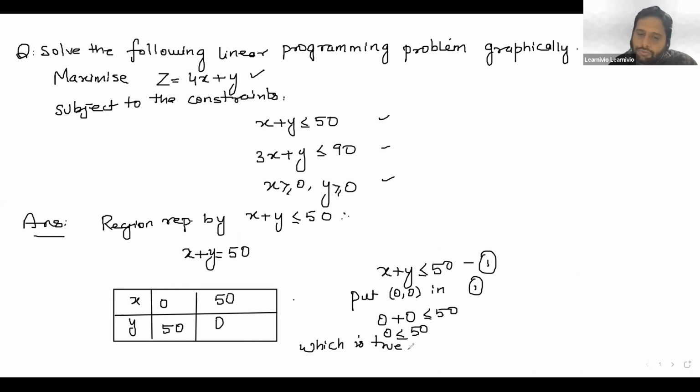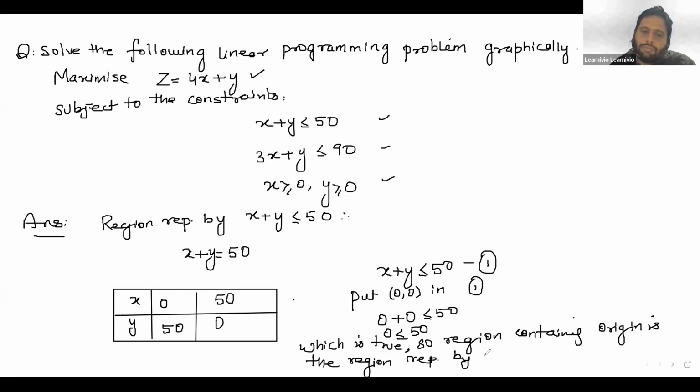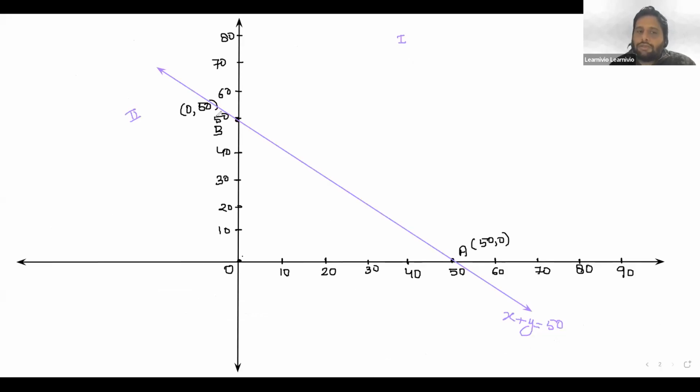That is true. So the region containing the origin is the solution, or we can say is the region represented by this equation, x plus y less than or equal to 50. Here the origin is satisfying the inequality, that's why this region will be our solution.